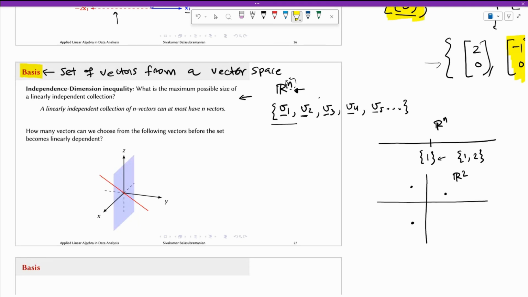A linearly independent collection of vectors from Rn can have at most n vectors, not more. The moment you add more than n vectors, that set becomes linearly dependent. And that's essentially what we've discussed here, whether you talk about the real line or R2 or R3, and so on.